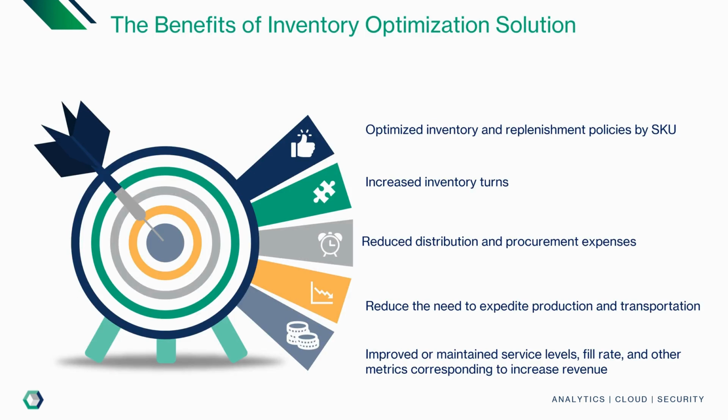At a detailed level, the inventory optimization process determines the optimal inventory and replenishment parameter settings and policies for each individual SKU by location. This enables increasing overall inventory turnover and reducing expenses for distribution, procurement, and capital costs. It minimizes the need to expedite production or transportation to cover stock outs with the associated premium costs. Collectively, the optimized inventory policies improve metrics like order fill rates, backorder levels, and other service measures corresponding to increased revenue.